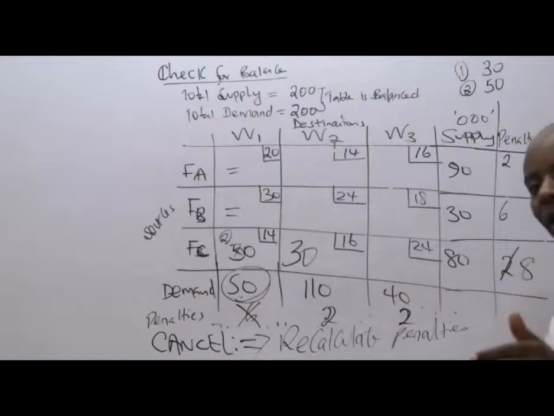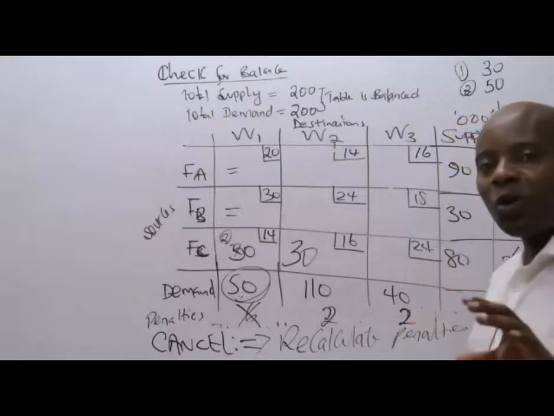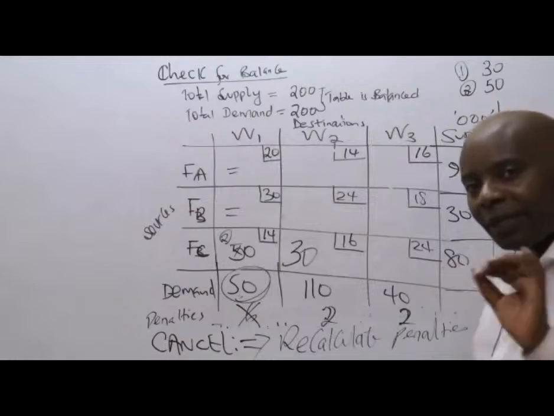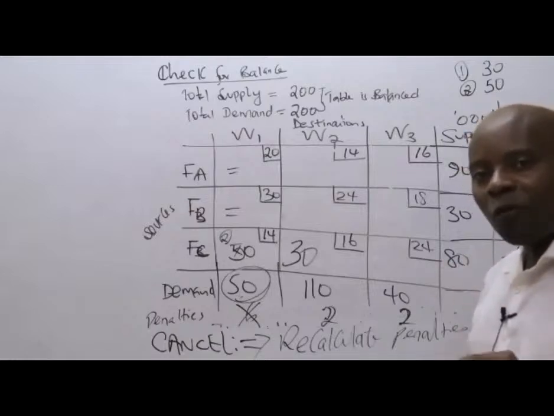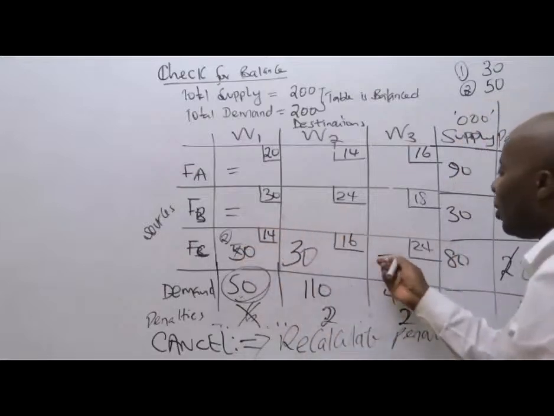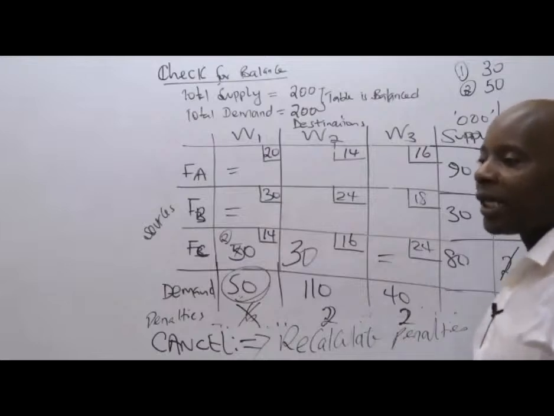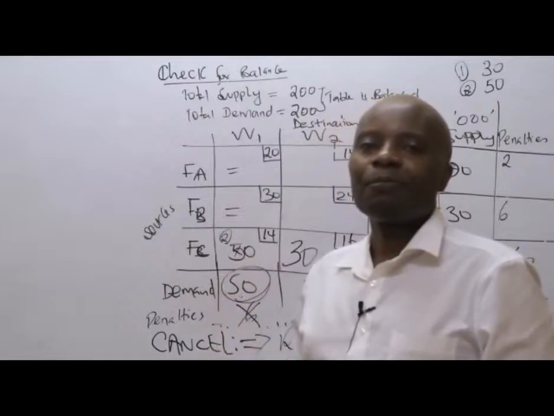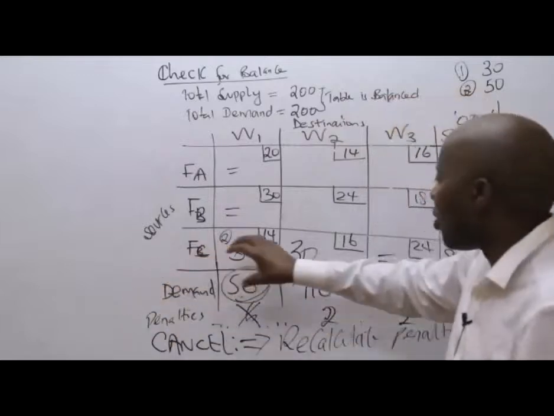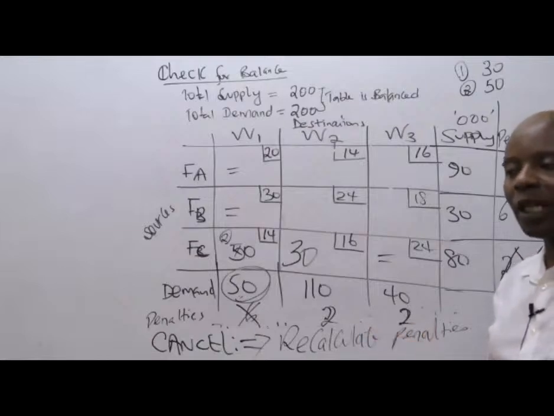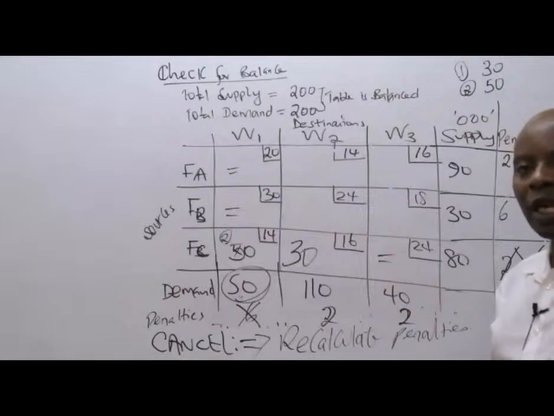Whenever you meet the total of a particular row or a column, like now we have met the total of 80, it means that any empty cell along that row whose total we have met has to be blocked, as a sign that it shall never accept units in the future. Meaning, ladies and gentlemen, that this particular row is fully exhausted. And if it is fully exhausted, what do we do? We cancel it.